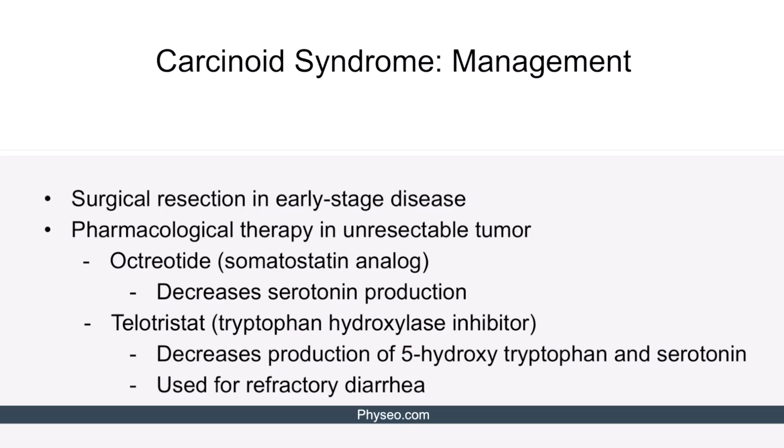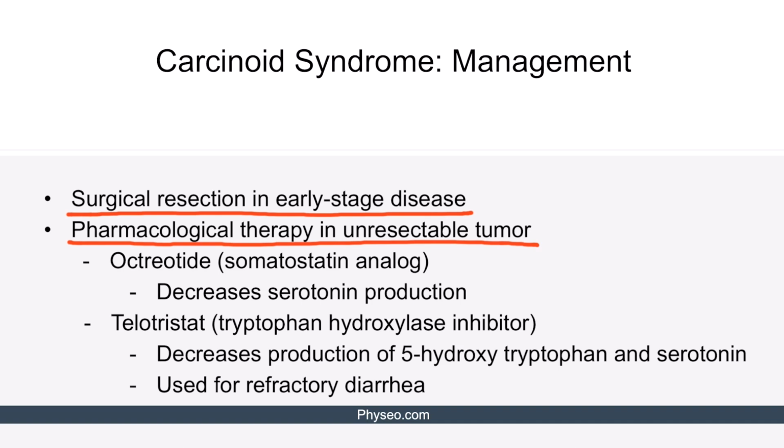Let's talk about the management of carcinoid syndrome. Early stage disease can be managed by surgical resection. If the tumor cannot be removed surgically, then pharmacological therapy is initiated. Octreotide, which is a somatostatin analog, is used to decrease serotonin production.